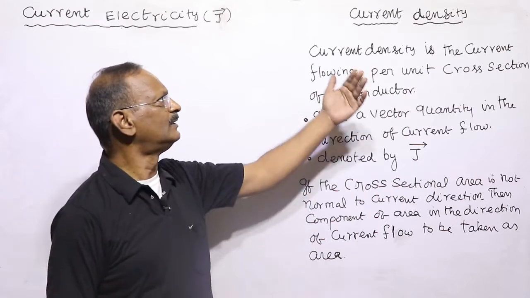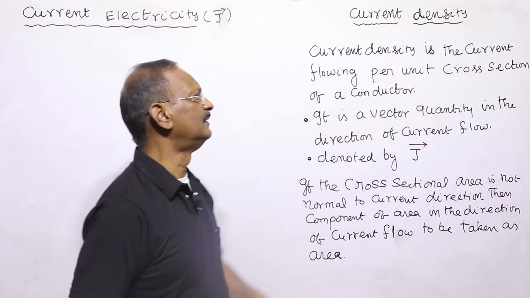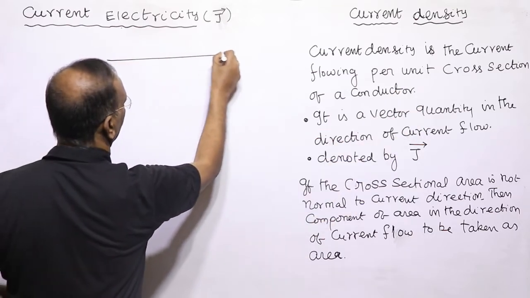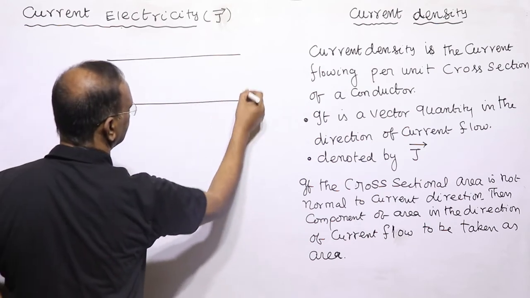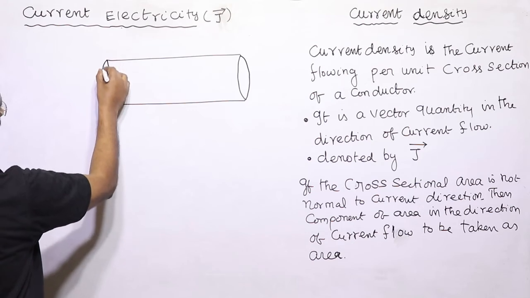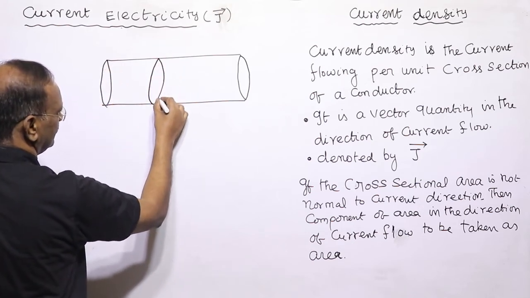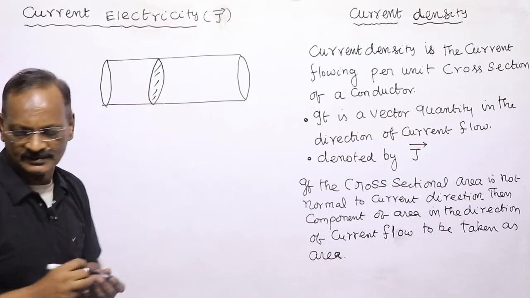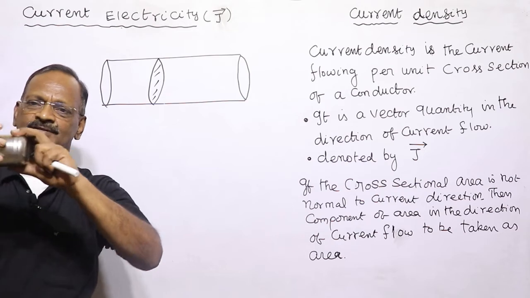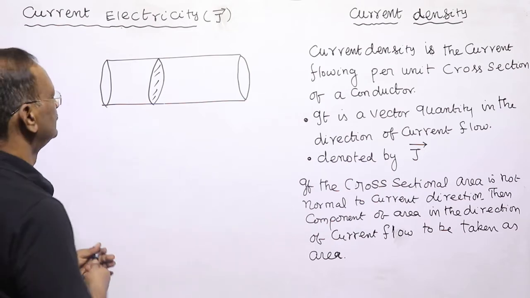First of all, let us see what current density is. Current density is the current flowing per second per unit cross section of a conductor. Suppose we have a conductor. A conductor is nothing but a wire, and I have enlarged it. If you cut it and look through, that is the cross section of the conductor. So this is the conductor.